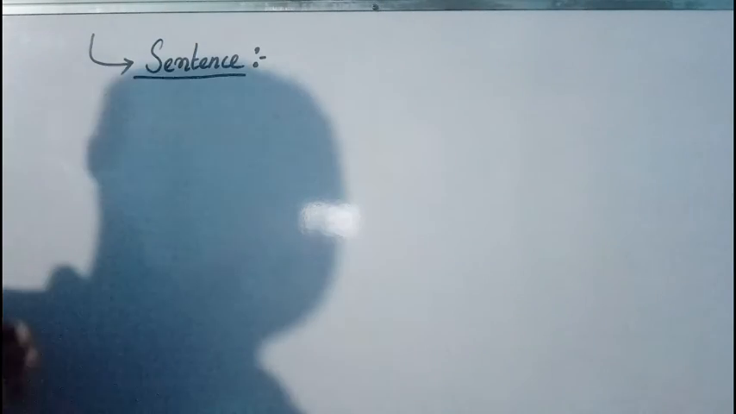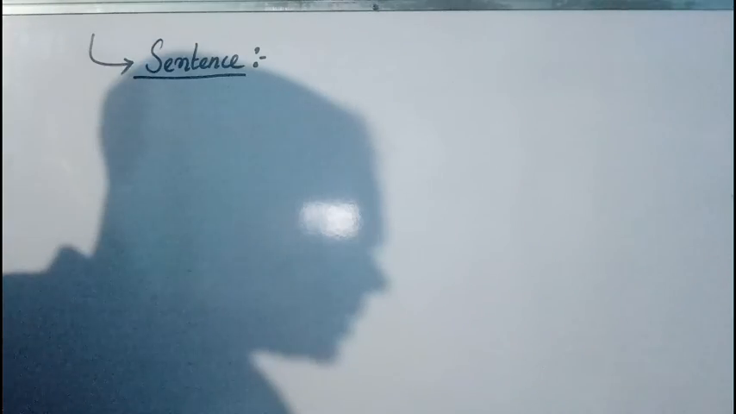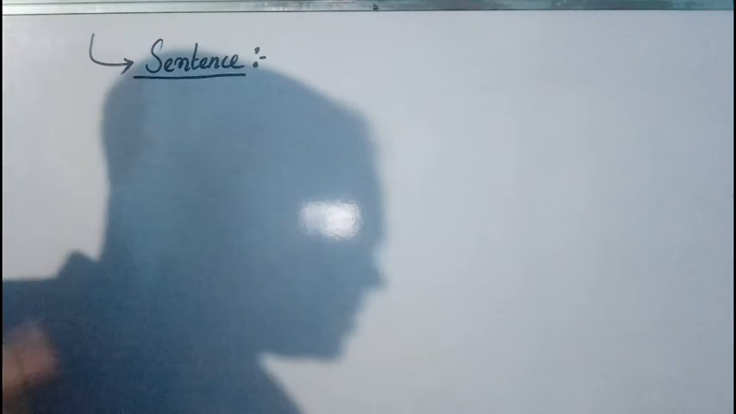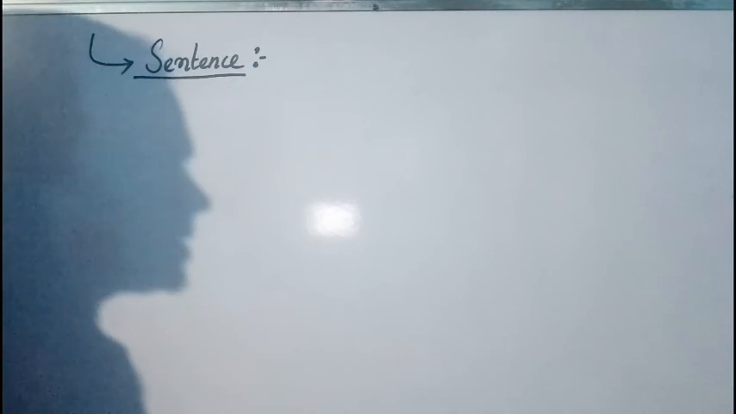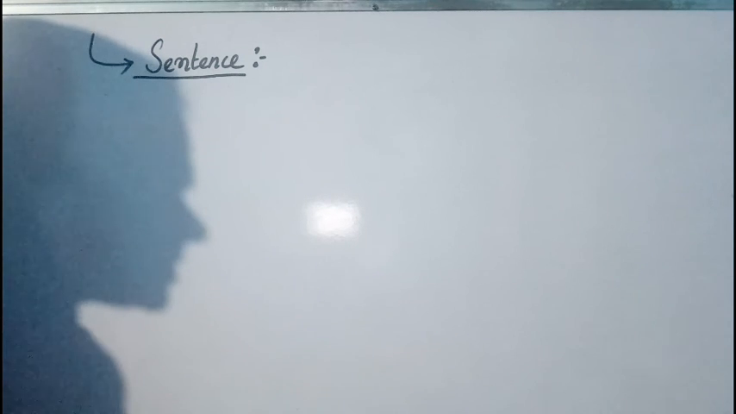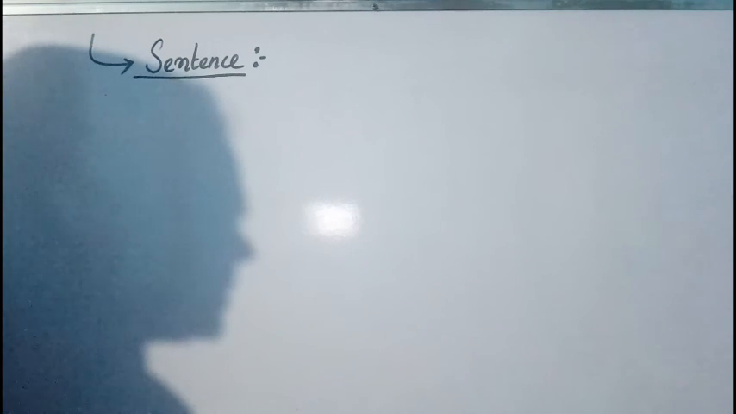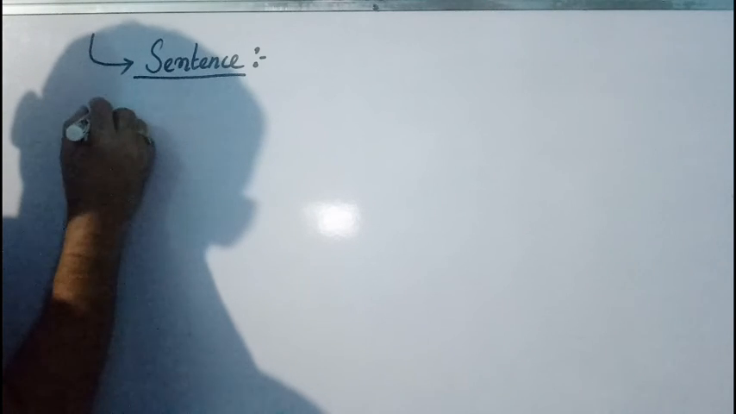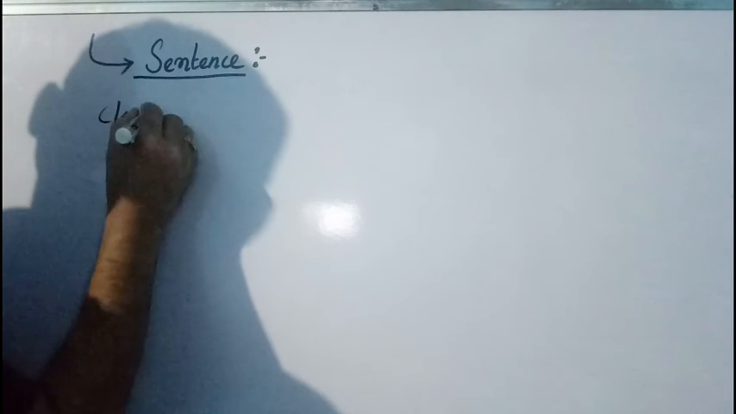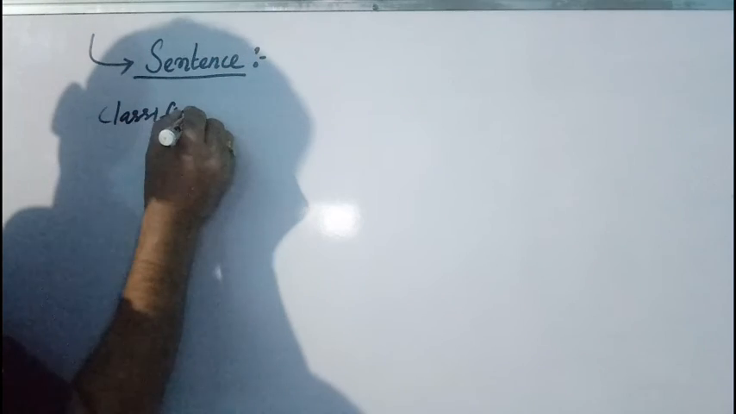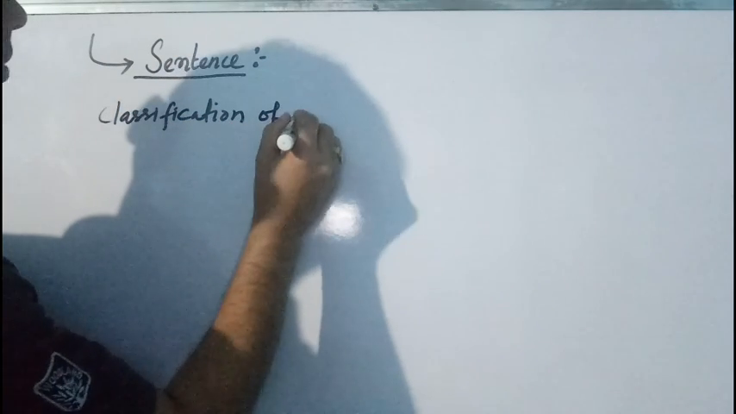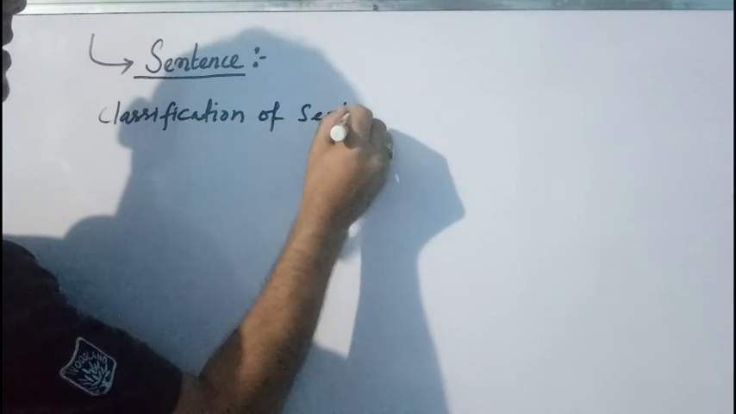Basically, in English grammar, there are 5 different types of sentences. It means all the sentences are classified into 5 types. Let us see which are there. Let us see the classification of sentences.